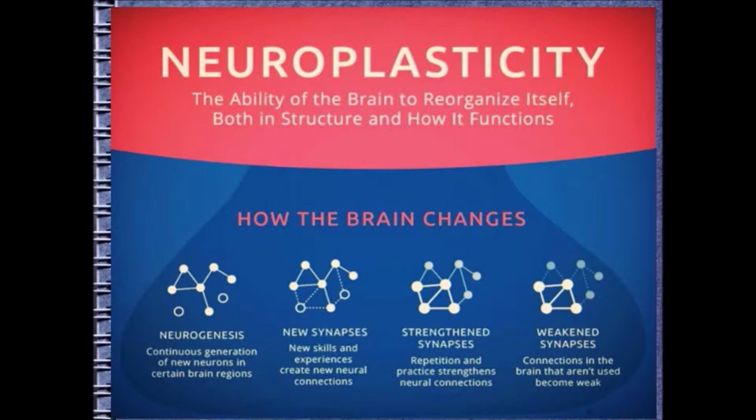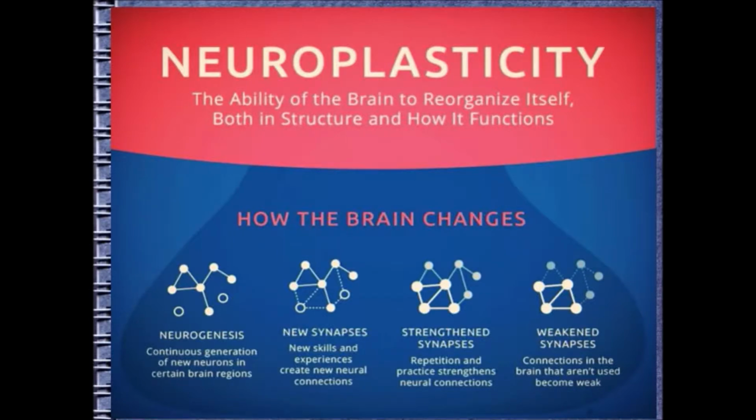The next thing we have is neuroplasticity, or the ability of the brain to reorganize itself, both in structure and how it functions. There are some terms below: neurogenesis, new synapses, strengthened synapses, and weakened synapses. In neurogenesis, there is continuous generation of new neurons in certain brain regions. So basically, people with visual impairment or vision loss probably need continuous generation, or neurogenesis, in the occipital lobe, because that's the area of the brain that controls vision.